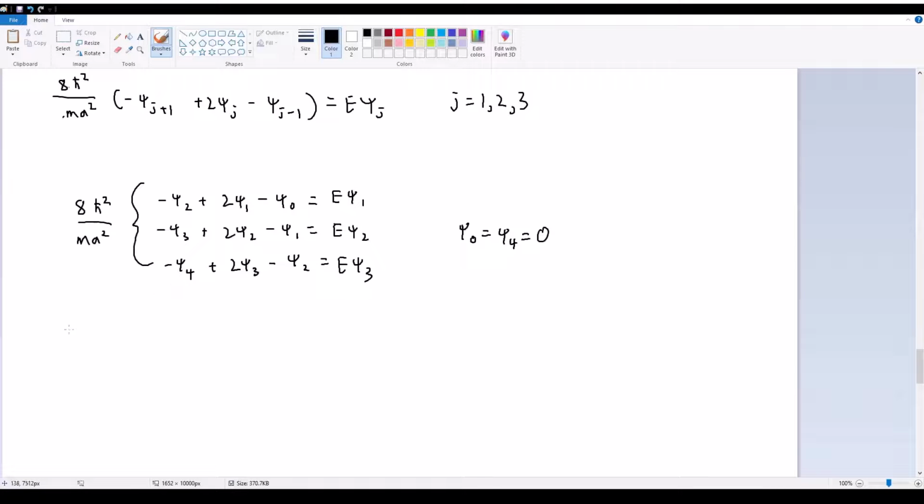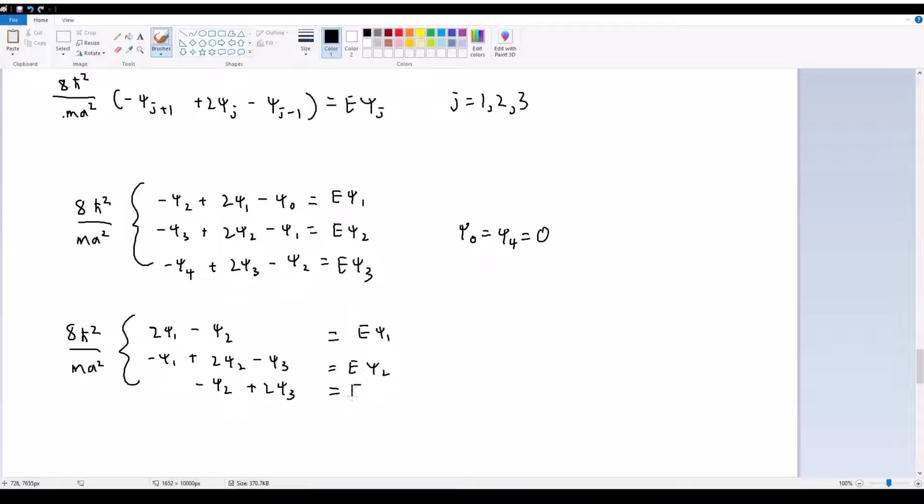Now, rearranging this with this in mind, we have 8ħ²/(ma²) times our new system, which is going to be, let's rearrange this, 2 psi 1 minus psi 2, and then we have negative psi 1 plus 2 psi 2 minus psi 3, and then negative psi 2 plus 2 psi 3. And this equals E psi 1, E psi 2, and E psi 3. I've rewritten this in vector notation.